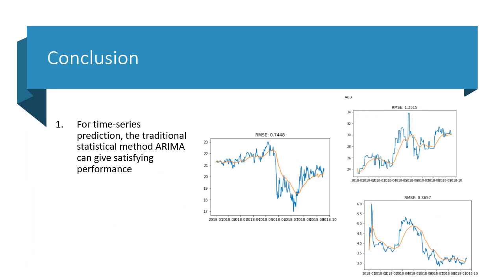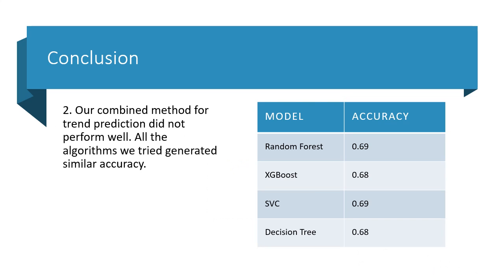Based on our study, we would like to conclude that the traditional statistical method ARIMA actually works well for the price prediction. As the graphs of some examples show, the RMSE is pretty low and the curve fits well. Our combined method for trend prediction did not perform well. All the algorithms we tried generated similar accuracy around 69%.